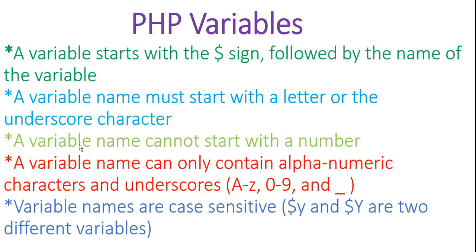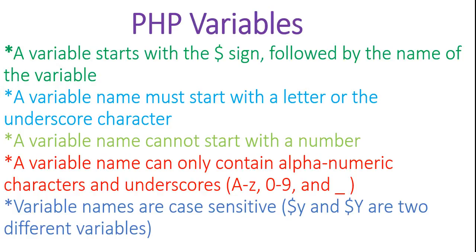A PHP variable starts with the $ sign, followed by the name of the variable. Suppose you want to write x equal to 5. Generally you declare it like x equal to 5, but in PHP it would be $ sign x, and after that you use equal to 5. That is called a PHP variable.